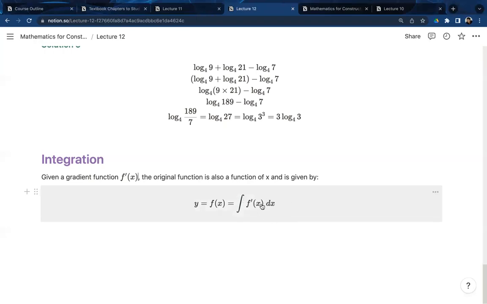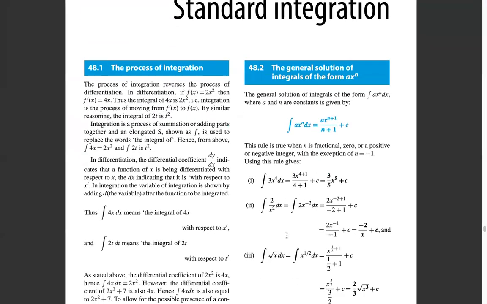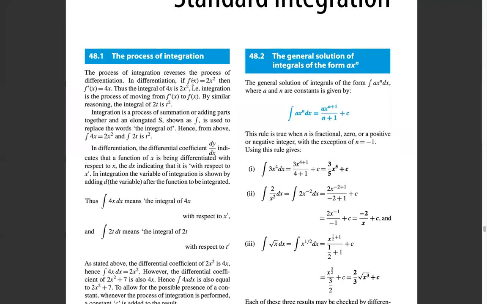This is with respect to x. Okay, this is called the argument. X is the argument, so with respect to the argument is the original function. So you see here, if f of x is 2x squared, then f prime x is 4x. But if you're given 4x, the integral is 2x squared, well, plus some constant. We don't know what the constant might be.